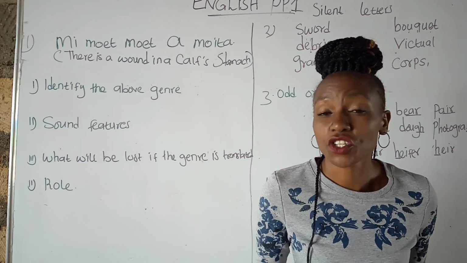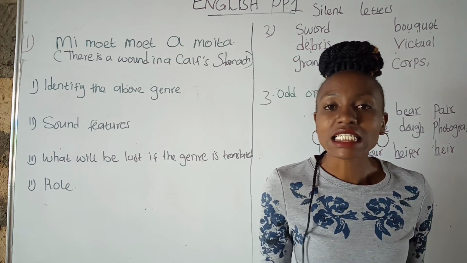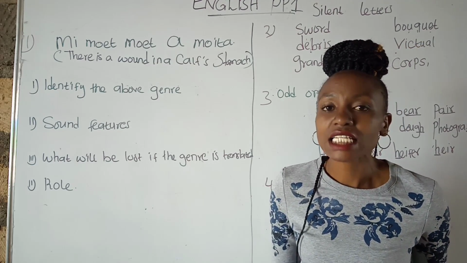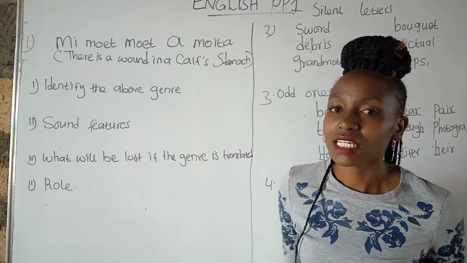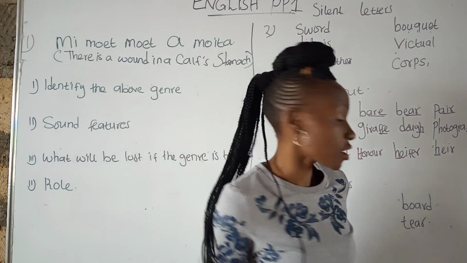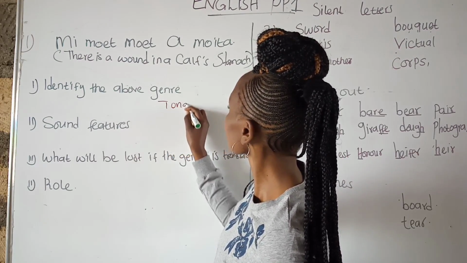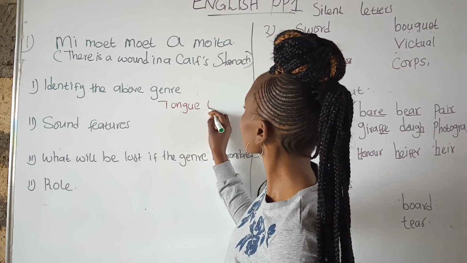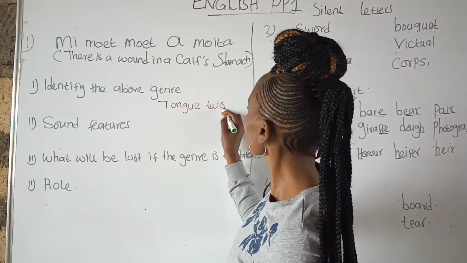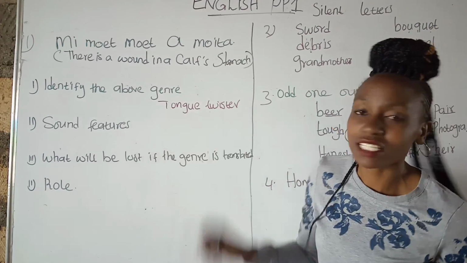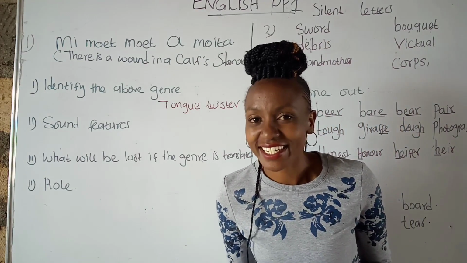Identify the above genre. Very good, you're right. The genre is a tongue twister. It is a tongue twister. I'm going to write it here. So make sure to use the correct spelling of the word tongue twister.